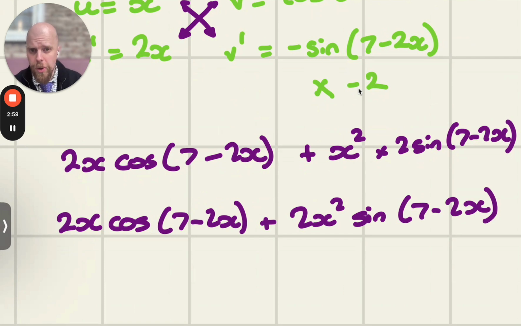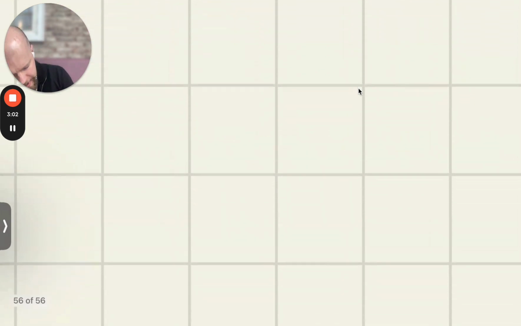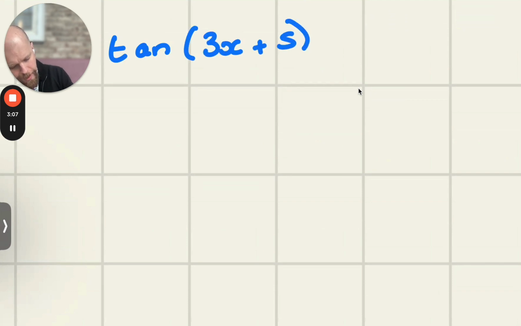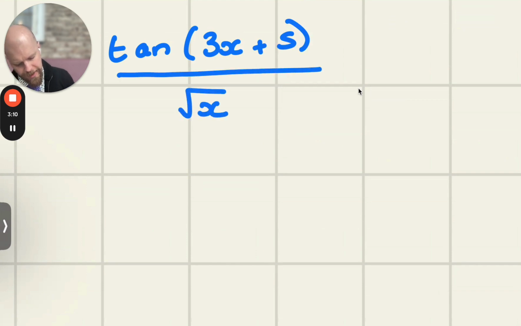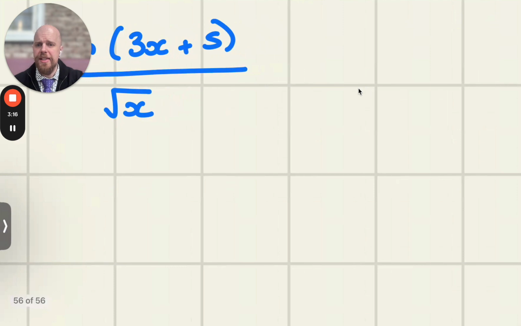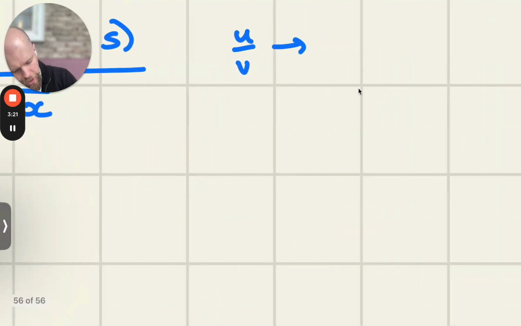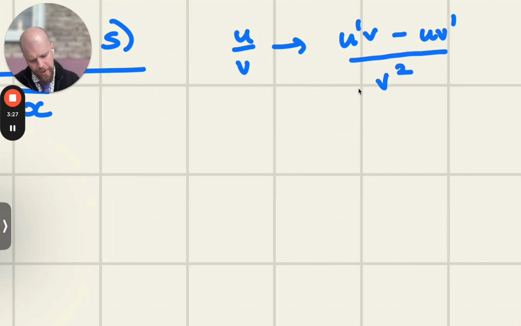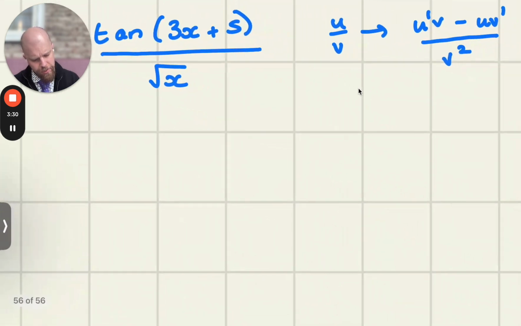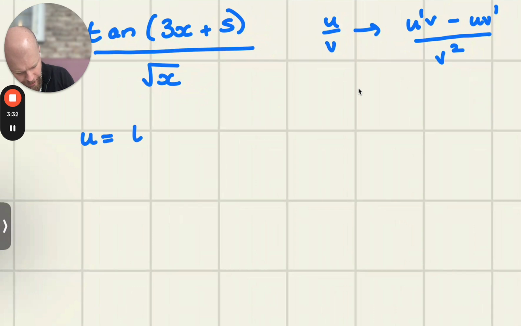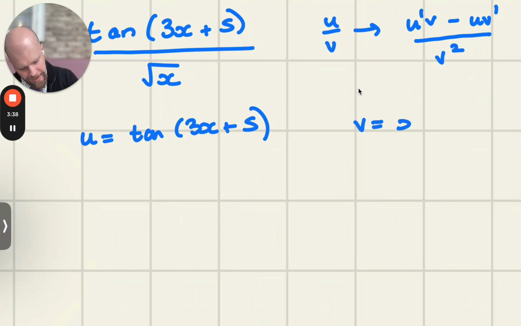Let's say we were going to use one with the quotient rule. Let's take tan of 3x plus 5 over the square root of x. And I want to differentiate this. Now remember, with the quotient rule, you can write this as the product rule as well. Or we just write it as u over v goes to u dashed v minus uv dashed over v squared. So in this case, u, which is the top, is tan of 3x plus 5. v is the bottom, which is square root x, or x to the power 1/2.